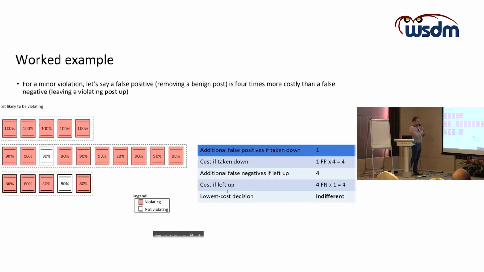Looking at the 80% posts, we see that if we take them down, we're going to make 1 false positive for a cost of 4. If we leave them up, we're going to make 4 additional false negatives, which is also a cost of 4. So here we come to a point where we're indifferent. The cost of taking down these posts and the cost of leaving them up is the same. And so this is the sort of break-even point where we want to set our threshold.